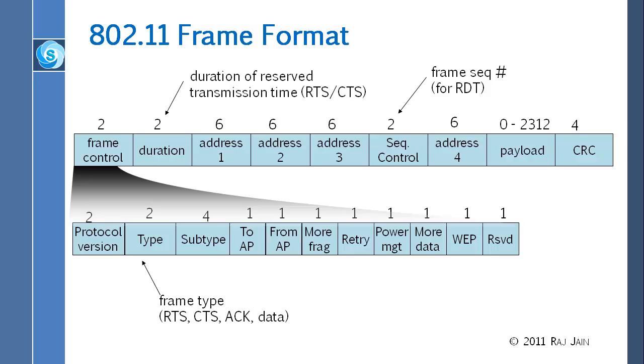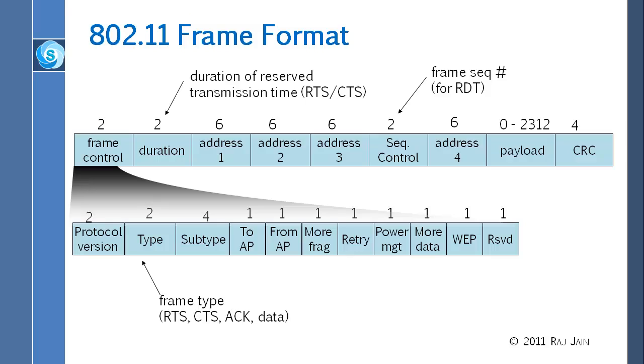You need the duration right up front, so you tell everybody how long this frame is, and frame control tells what kind of frame it is. Sequence control tells what sequence number it is, 1, 2, 3, 4, 5, whatever, 2 bytes here. Then address, payload, CRC. Why do you have so many addresses?